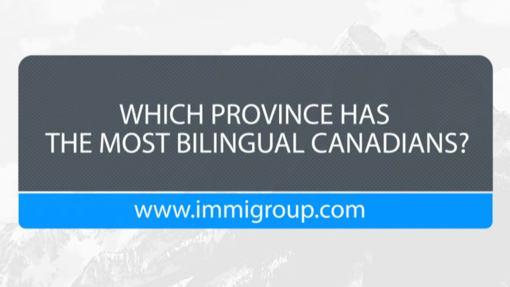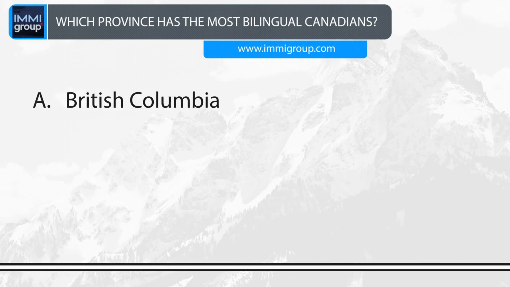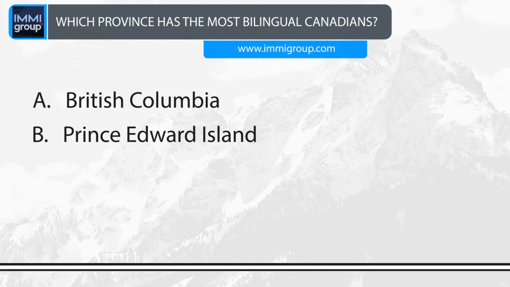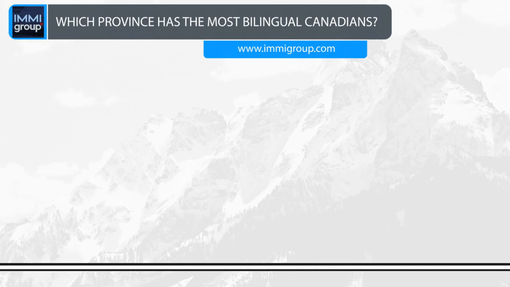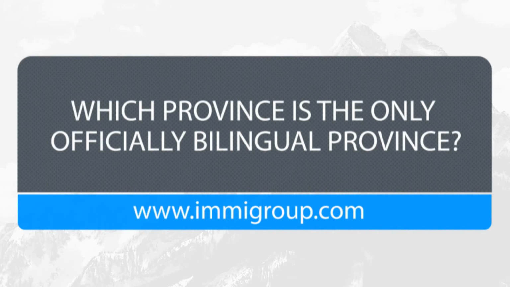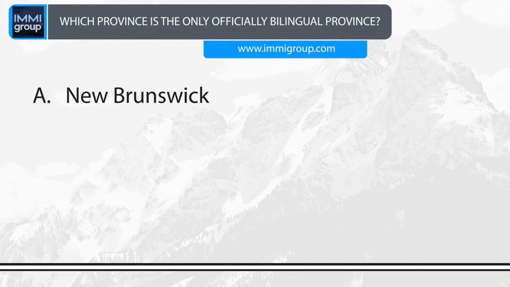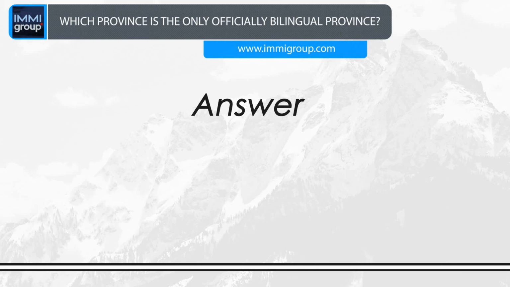Which province has the most bilingual Canadians? A. British Columbia. B. Prince Edward Island. C. Nova Scotia. D. Quebec. Answer: Quebec. Which province is the only officially bilingual province? A. New Brunswick. B. Quebec. C. Ontario. D. Prince Edward Island. Answer: New Brunswick.